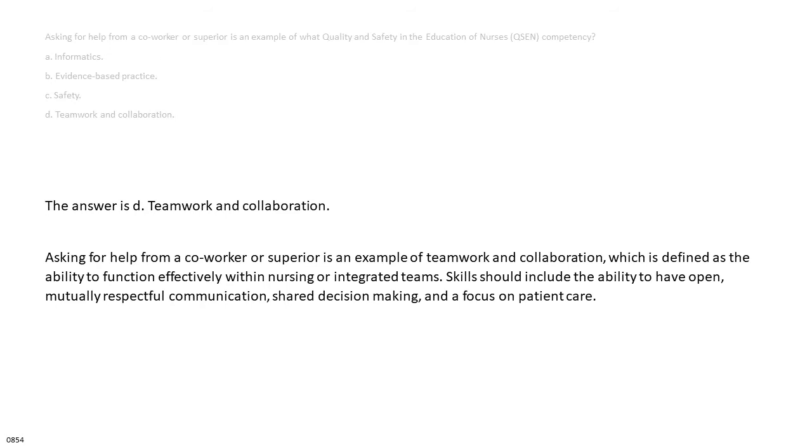The answer is D. Teamwork and collaboration. Asking for help from a coworker or superior is an example of teamwork and collaboration, which is defined as the ability to function effectively within nursing or integrated teams. Skills should include the ability to have open, mutually respectful communication, shared decision making, and a focus on patient care.